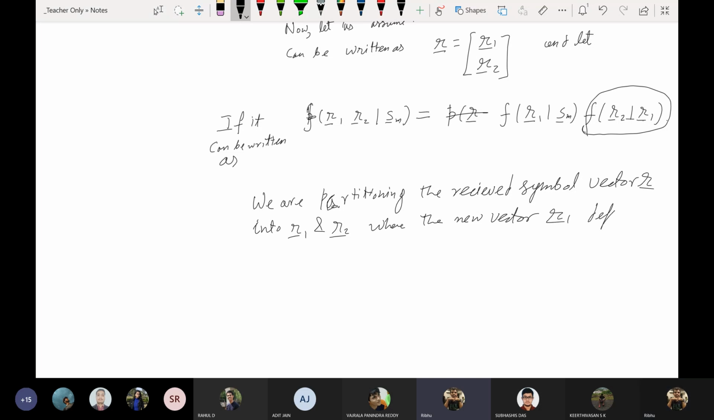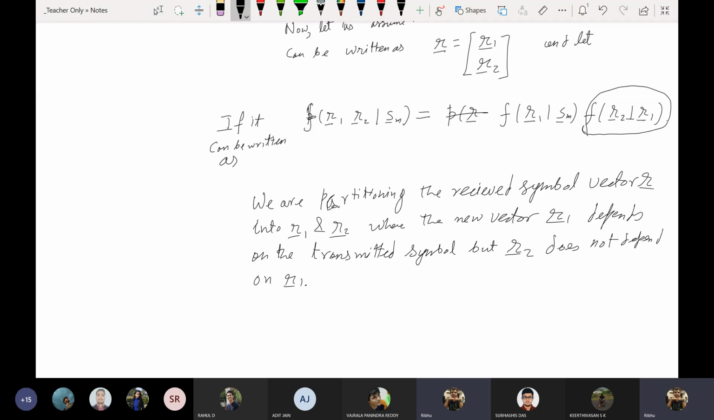R1 depends on the symbol, but R2 does not depend on it this way. R2 does not depend on S, it depends only on R1.